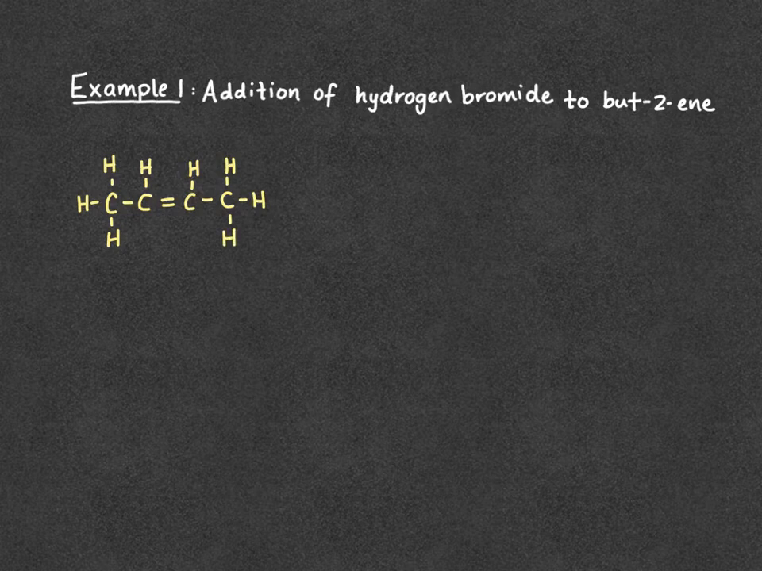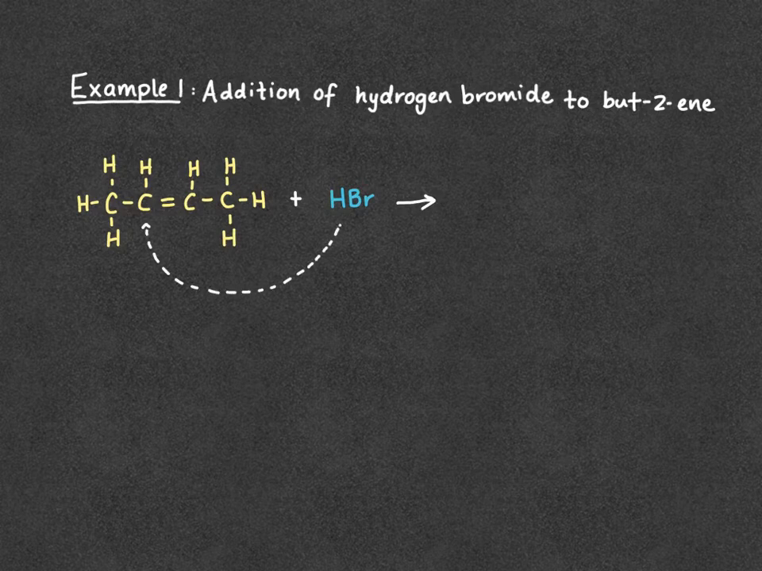We're going to add to but-2-ene hydrogen bromide. So I'm going to write this in a different color so we can track our hydrogen and our bromine. So when we do this reaction, our hydrogen is going to go onto one carbon of our double bond, and our bromine is going to go onto the other. Now in this case, it doesn't matter which one we put where. In some examples, it will.